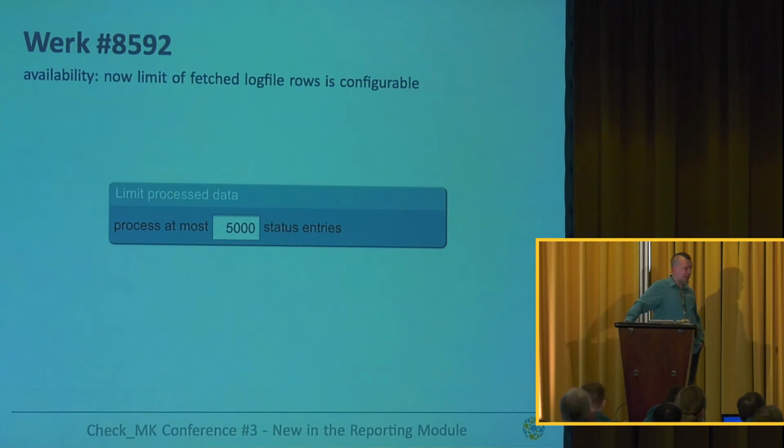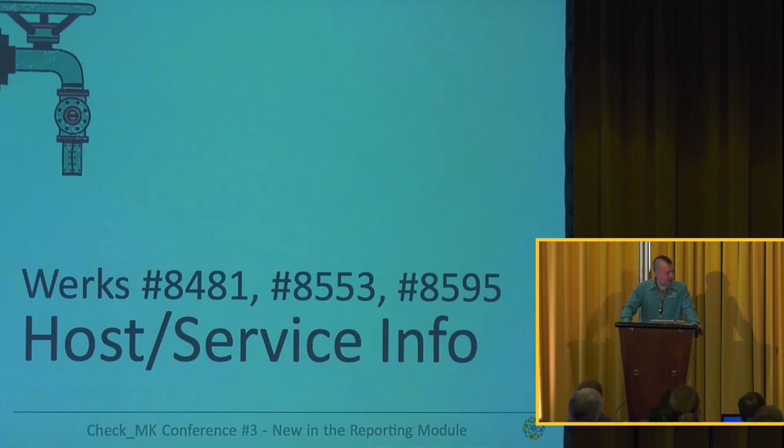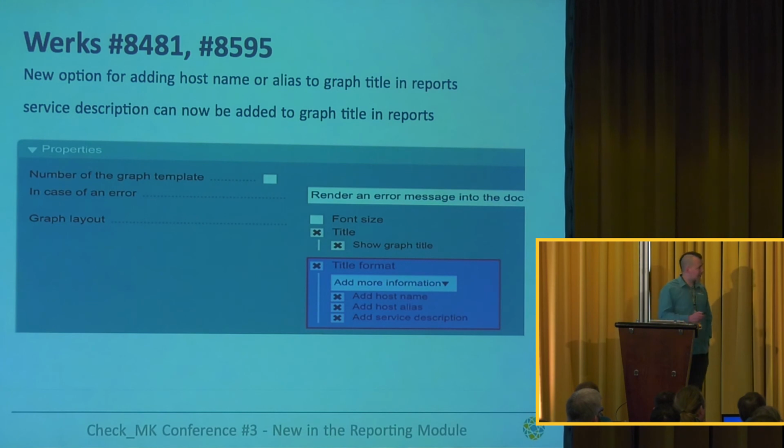In addition to that, we now have another availability option. You can determine how many status changes from the log files are indicated in the report. By doing that, you of course can then limit the length of the report. In addition to that, we also have some works when it comes to host and service information. We created the option for graphs in the report, and in the title you can have the host name, host alias, and service description. And we can do that right here, either in the template of the report or in each individual report that you choose.